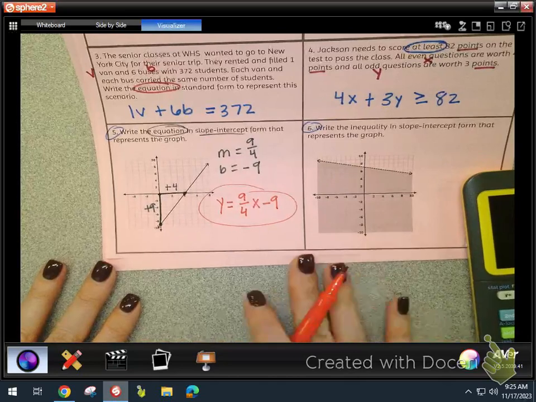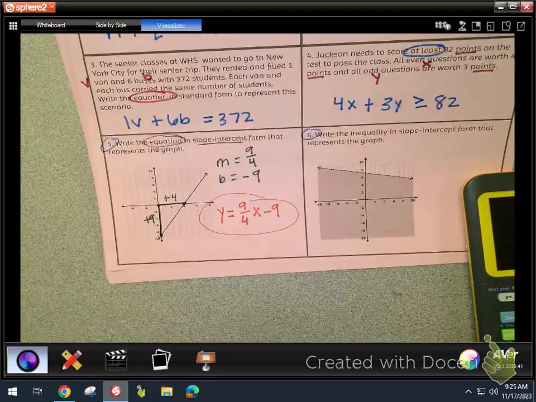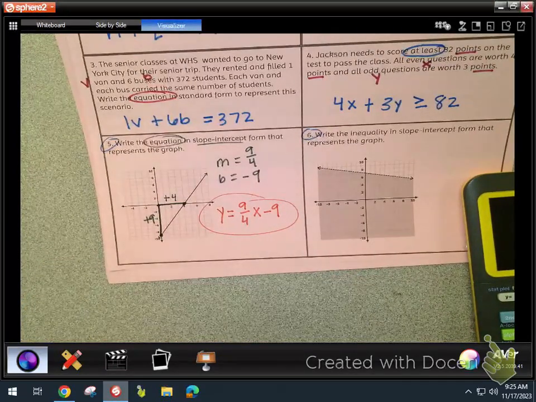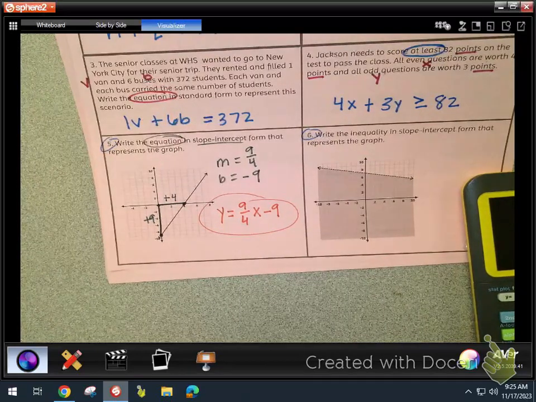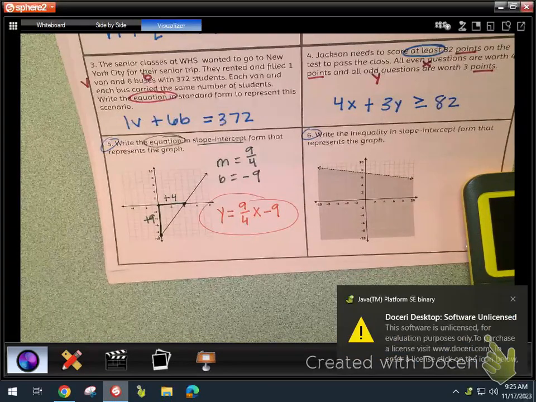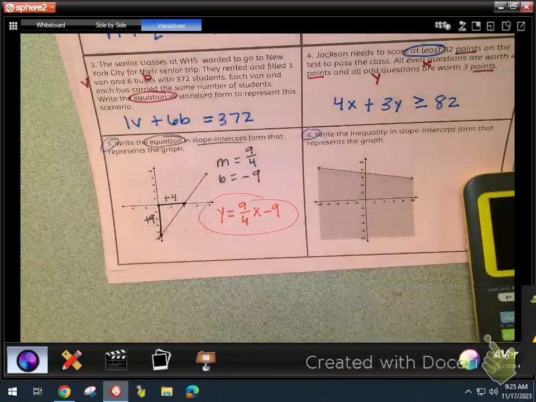The only thing that is different about a system is that you're going to have 2 lines, so you're going to do this process 2 times. I did 2 different points and got a different answer. What other point did you use? I did 5 and then 2. 5 and 2. Let me see.